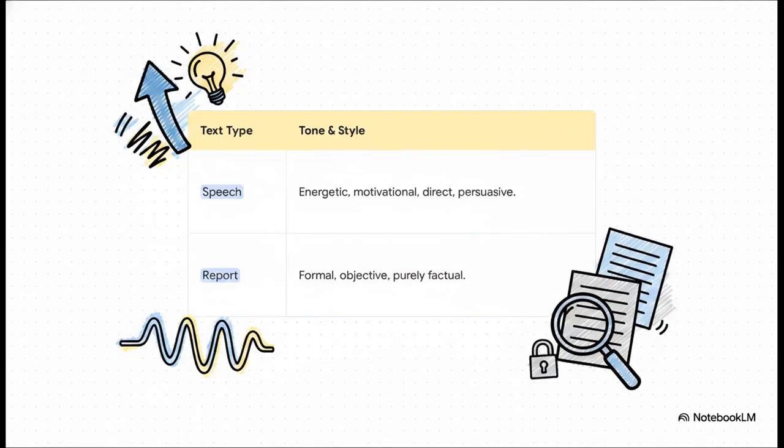And this right here shows you exactly why VRAP is such a game changer. Just look at the difference in tone and style between a speech and, say, a report. A report is formal, objective, all about the facts. But a speech has to be energetic, motivational, direct, persuasive. It's got to be alive. Getting that difference right is key to hitting the top marks.